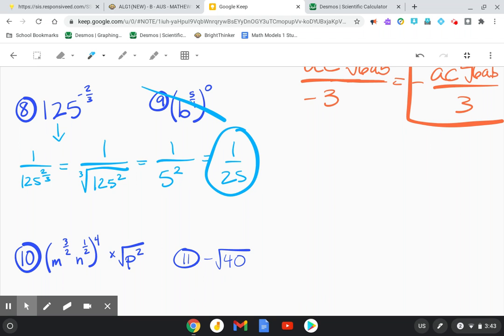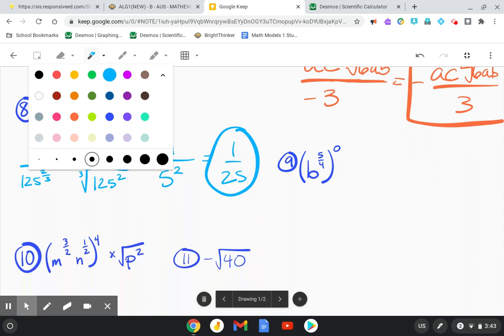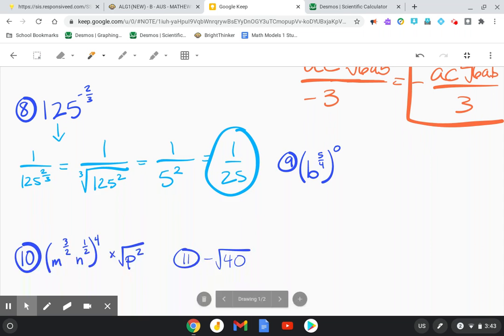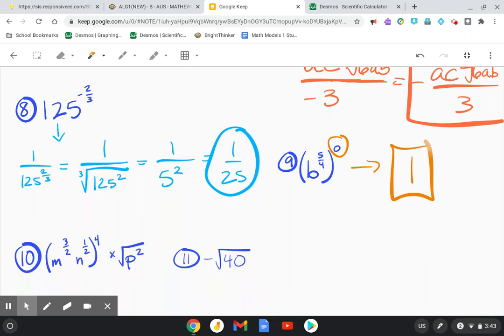I'm going to grab this guy, move him down here. Oh, there's not much to say about this one. Any number raised to a 0 power, we should know this from the last lesson, is 1. That is the answer. It doesn't matter what it is. Anything to the 0 power is 1.